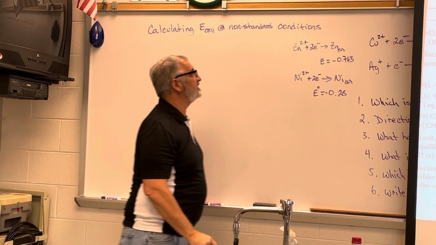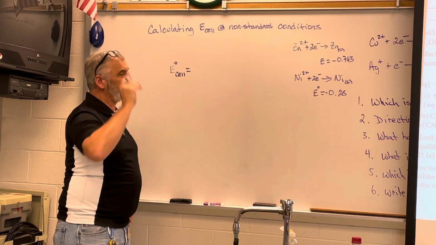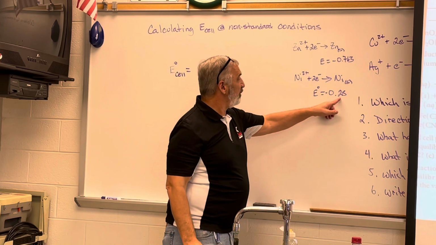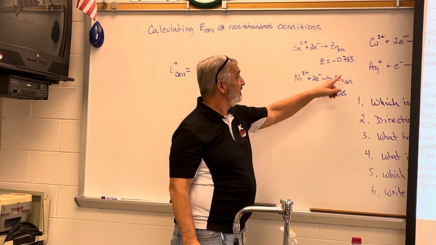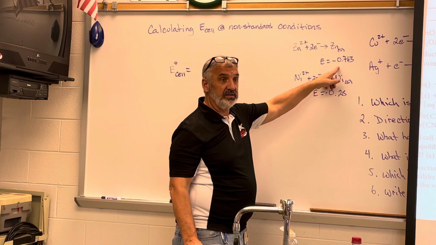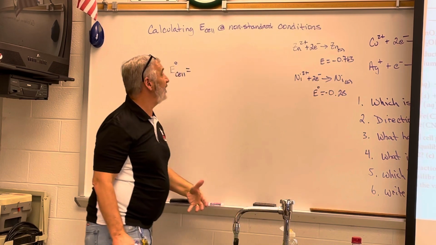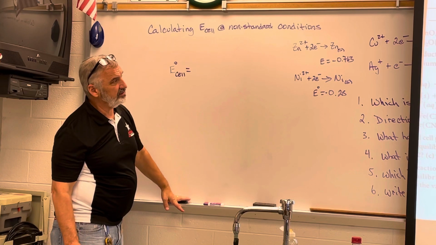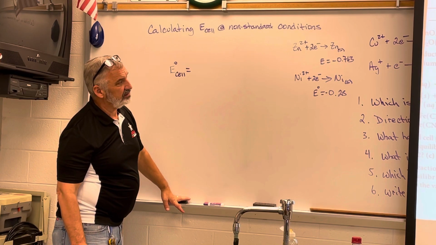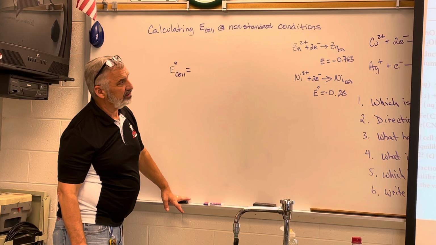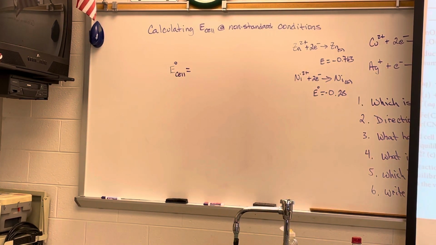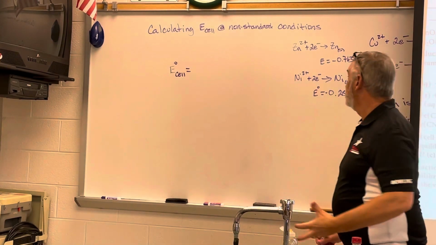So how do I find E cell? Which one is going to be oxidized? Which one's going to be reduced? Negative 0.28 is more positive than negative 0.763. So the first thing is, what would my half reaction be? Notice the nickel's getting reduced and the zinc's getting oxidized. We already knew that based on the equation.